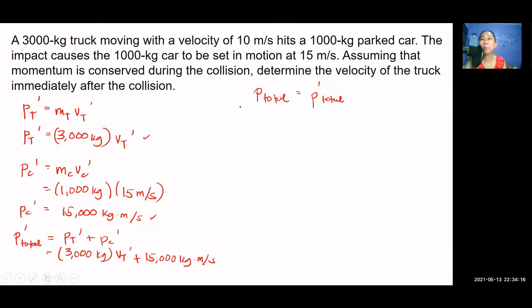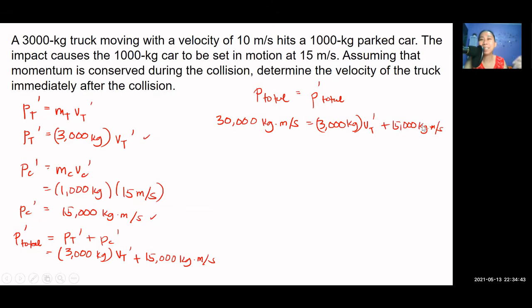So, yung total momentum na nakuha natin kanina before collision is equal to 30,000 kilograms meter per second. So this is now equal to yung momentum natin after collision. So meron tayong 3,000 kilograms Vt prime plus 15,000 kilograms meter per second.